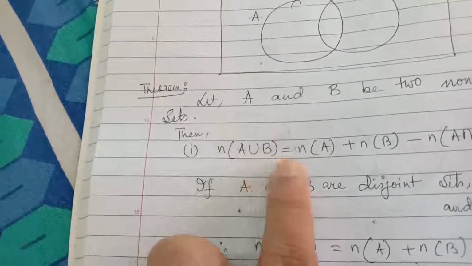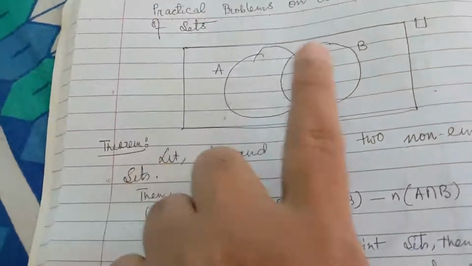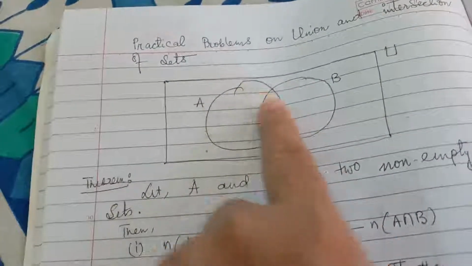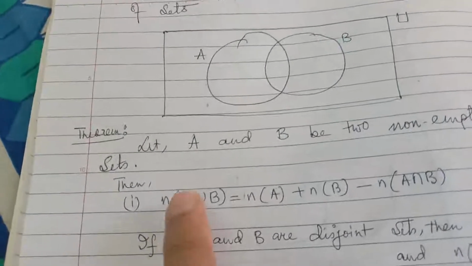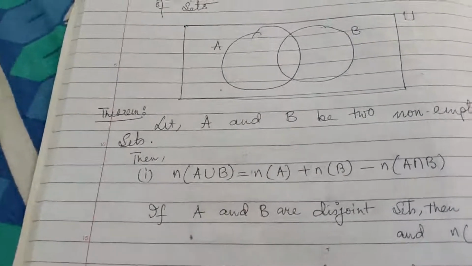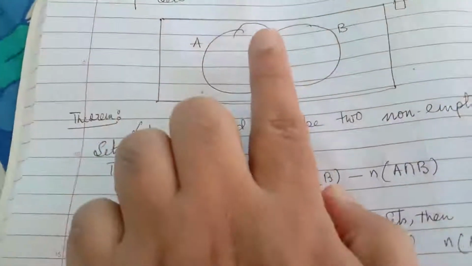A union B means the elements which are either in A or in B or in both. Total elements, A union B. A union B means the set of elements which either belong to A or to B or to both the sets.